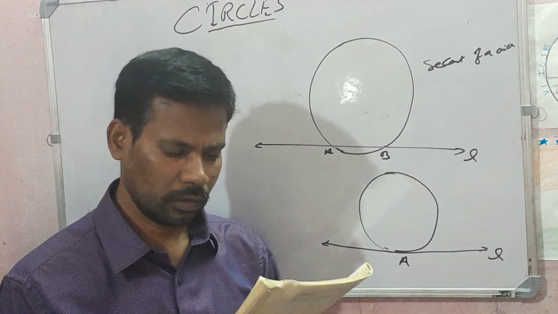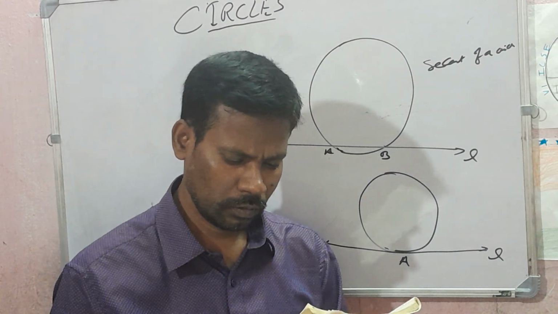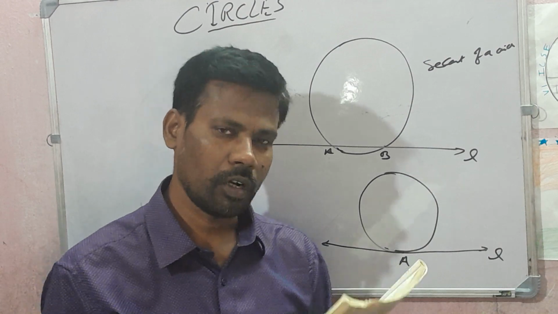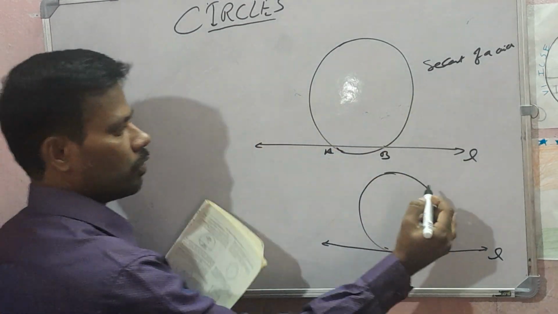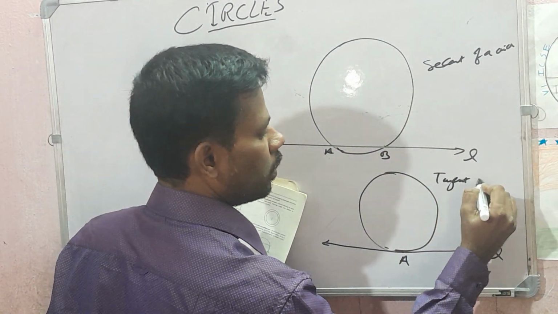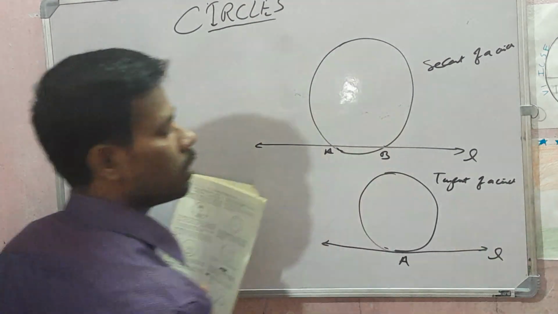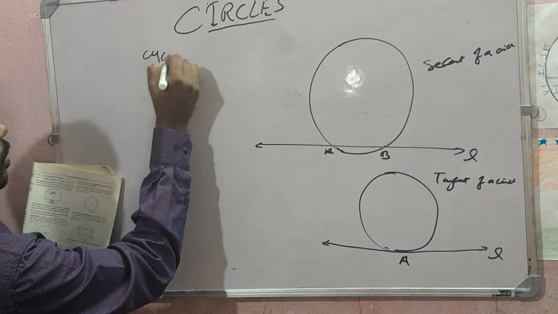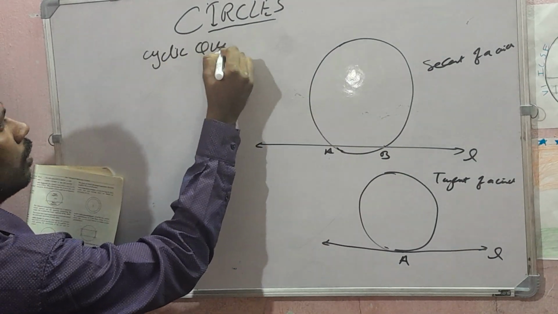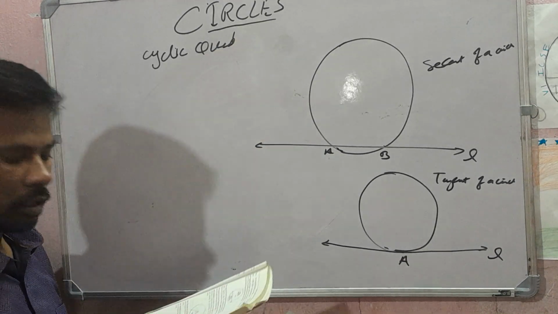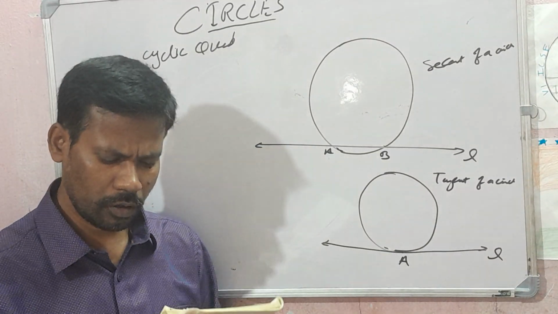Next, cyclic quadrilateral, last one. This is secant of a circle, this is tangent of a circle, last one, cyclic quadrilateral. What is a cyclic quadrilateral?